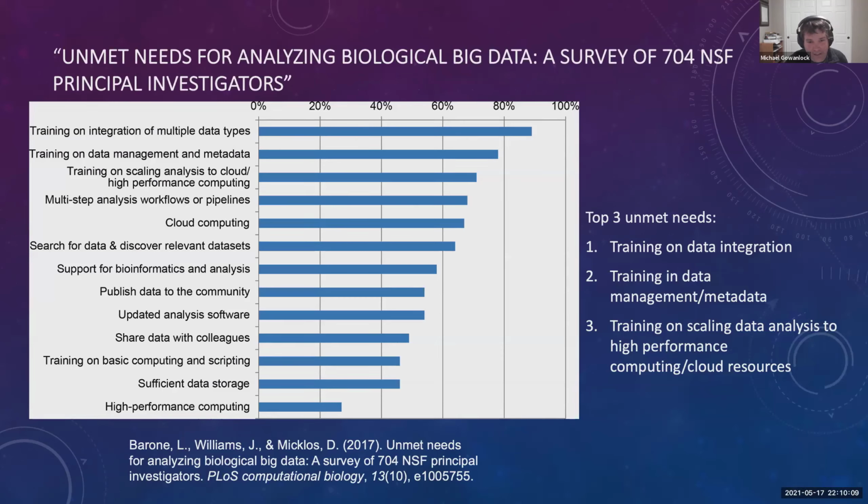And then here's a plot from a paper. It was a survey of 704 NSF PIs, and they asked the PIs what are the unmet needs for analyzing biological big data. And the top three were training on integration of multiple data types, training on data management and metadata, and training on scaling analysis to cloud/high performance computing. So the third one is the one that I'm most concerned with here. And the idea is that it's not just astronomy, in biology also, a bunch of PIs are saying, well, people have great domain science skills, but they could use some more training in parallel computing.